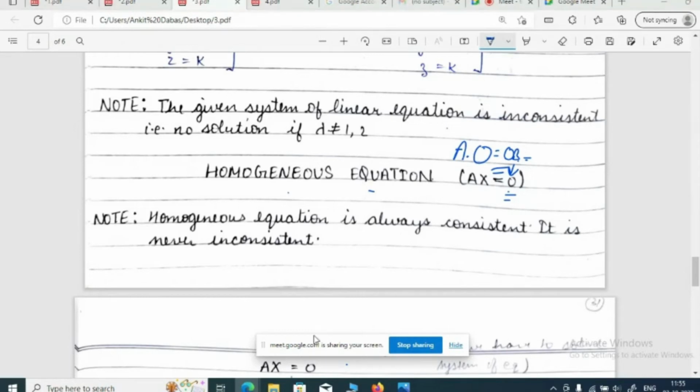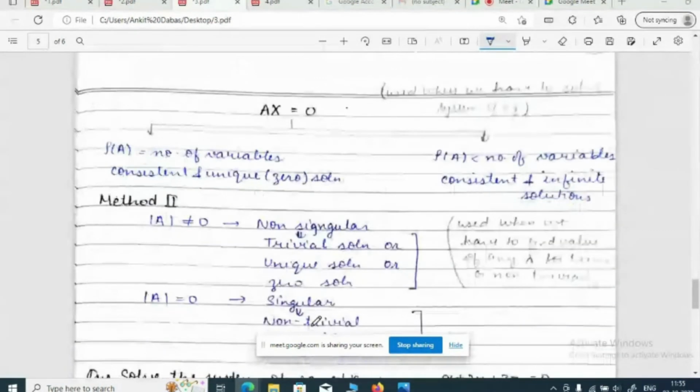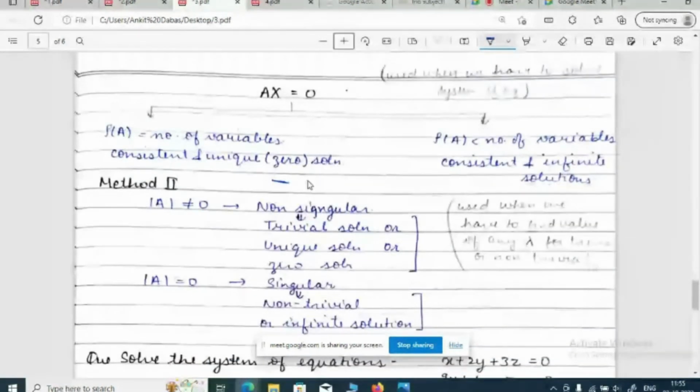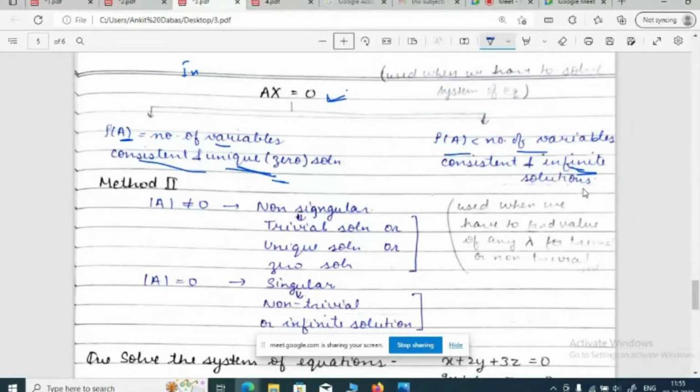What we need to find in this is if the solution is unique or if it has an infinite number of solutions. There is no case of inconsistency in this homogeneous system. Now, if the rank of the matrix A is equal to the number of variables, then the system will be consistent with the unique solution. And if this is less than the number of variables, it will have an infinite number of solutions.